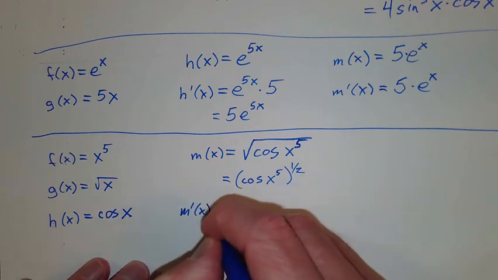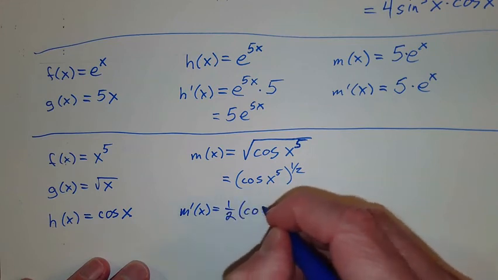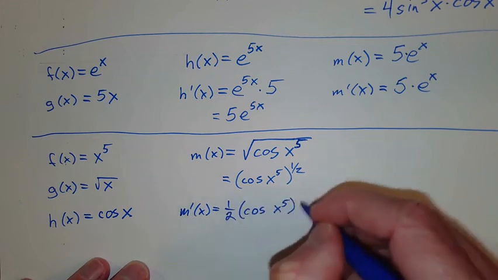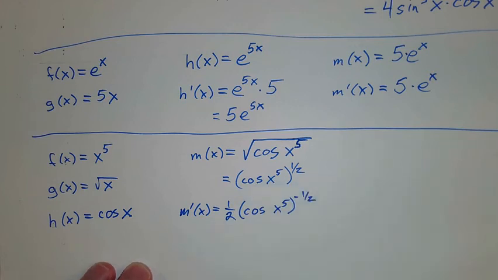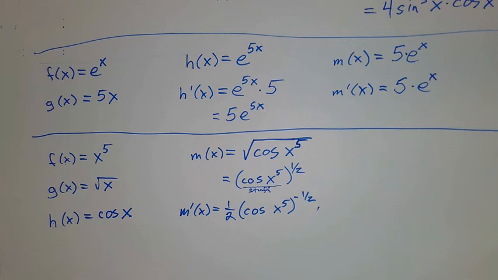And so if I want to take the derivative of something to the 1/2 power, I know that my derivative, m prime, will be 1/2 times that stuff to the negative 1/2. Okay, good. I've taken the derivative of something to the 1/2 power. But now chain rule says I've got to multiply by the derivative of the stuff. So now my stuff in this case is cosine of x to the 5th power.